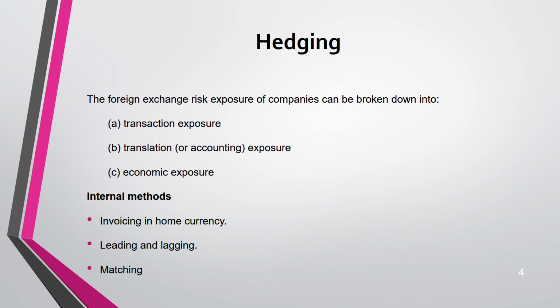Matching. You are matching the assets with the liabilities in the same currency so that they net off against each other. These are internal methods. Let's say you have a payment of 1 million and a receipt of 500,000 in the same currency. So why hedge the 1 million payment and the 500,000 receipt separately? Net them off against each other. So you will have 1 million minus 500,000, a 500,000 net payment. So hedge that 500,000 net payment. Okay, it reduces your cost also.